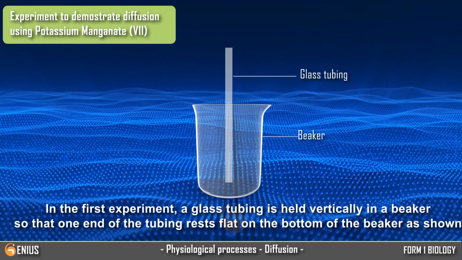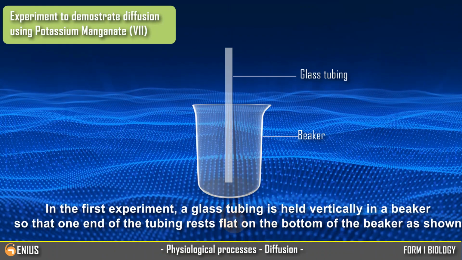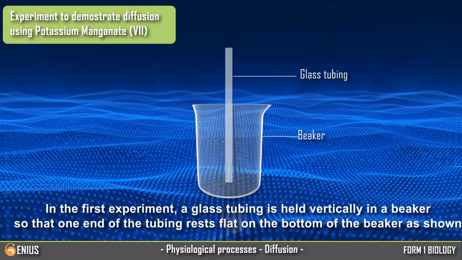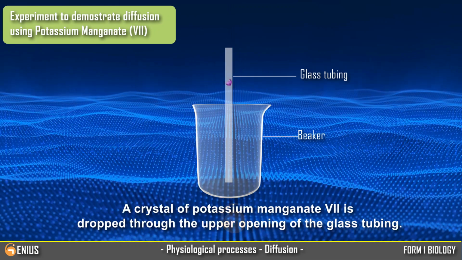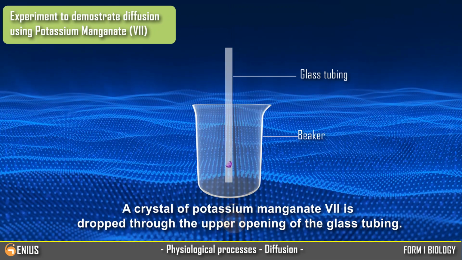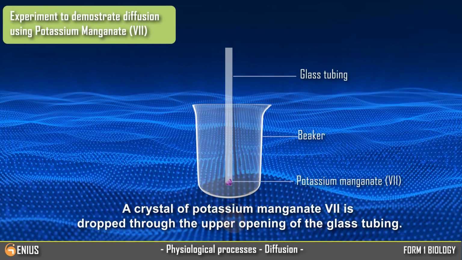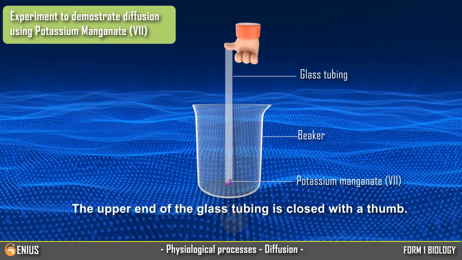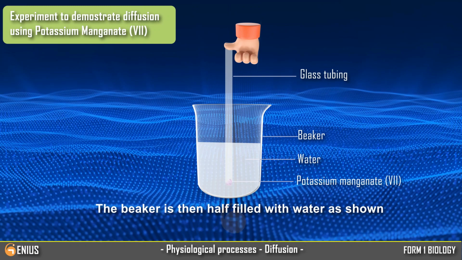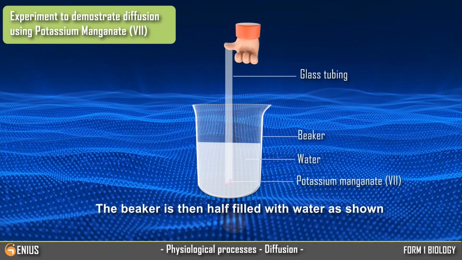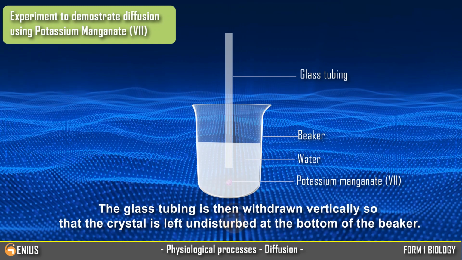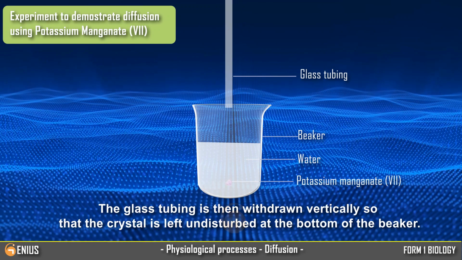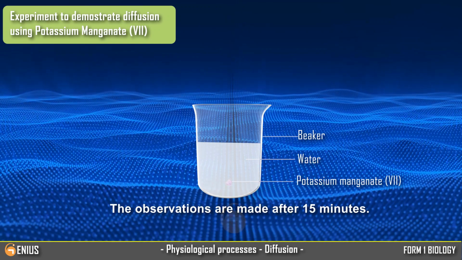In the first experiment, a glass tubing is held vertically in a beaker so that one end of the tubing rests flat on the bottom of the beaker as shown. A crystal of potassium manganate 7 is dropped through the upper opening of the glass tubing. The upper end of the glass tubing is closed with a thumb. The beaker is then half filled with water as shown. The glass tubing is then withdrawn vertically so that the crystal is left undisturbed at the bottom of the beaker. The observations are made after 15 minutes.